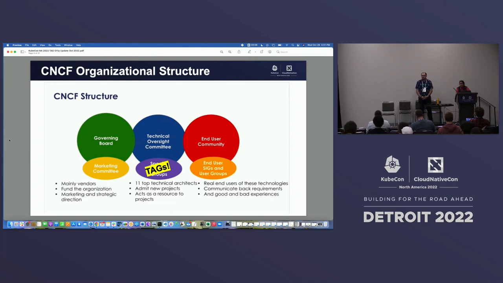There are the end user, community work groups, which are now TAGs, right? And as you can see, there are different areas that are focuses for each of these types of groups. And the end result, which I think is not called out here, but should be, is the projects themselves, right? Where we all work on the open source projects and form and are members of these different groups.